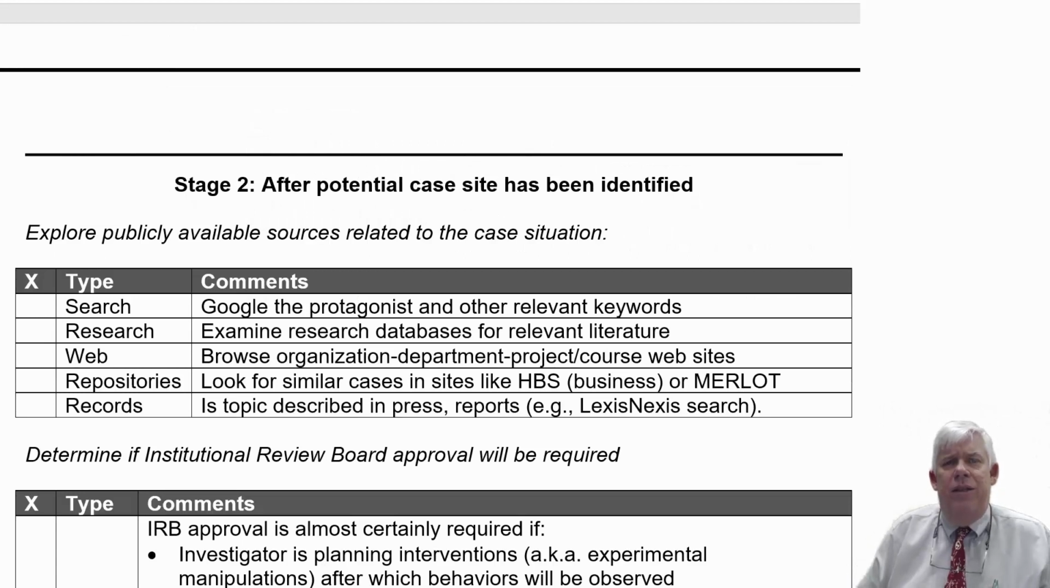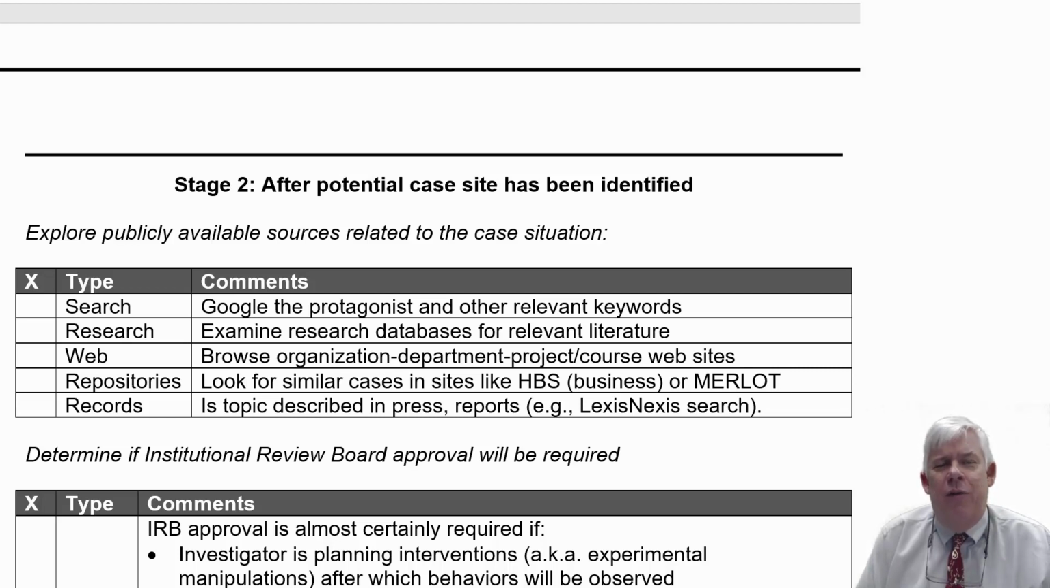My experience has usually been that when you're looking for case sites, you tend to hear about them in indirect ways, through colleagues, through executive advisory boards, sometimes through the local paper.